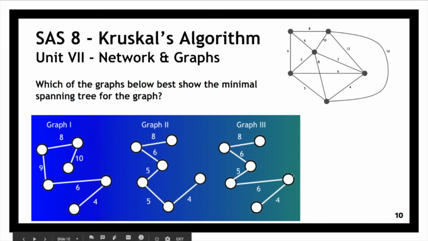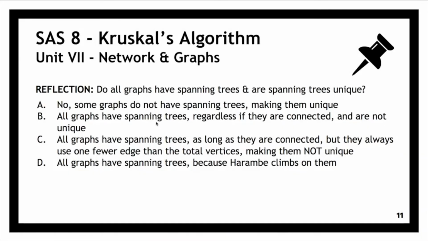If you look here, 4, 6, 5, 6, 8, it is an efficient pathway, but it's not the minimal spanning tree. We look here, this was a pathway we chose as the minimal spanning tree. Graph 2 is correct. All right, now, in this last one, we're going to reflect, do all graphs have spanning trees and are spanning trees unique?